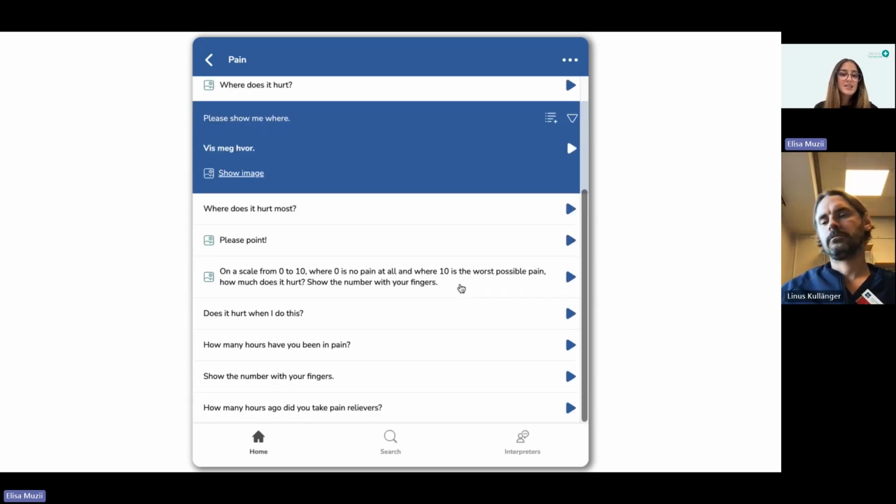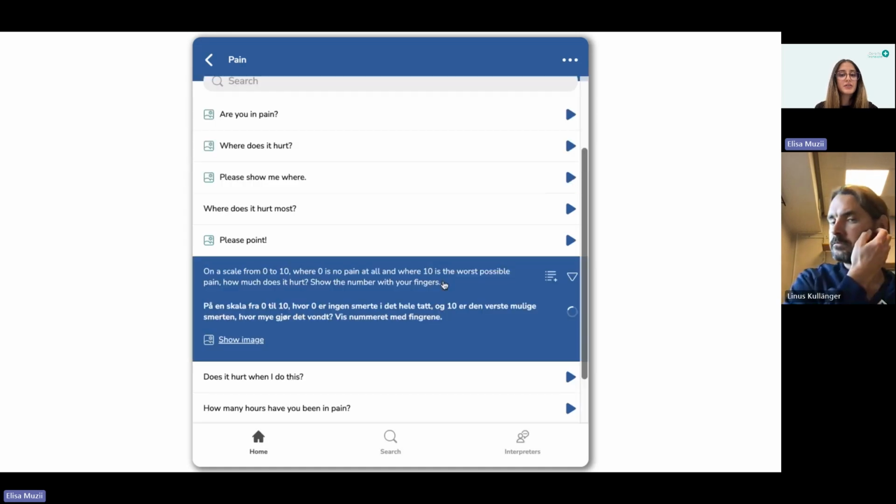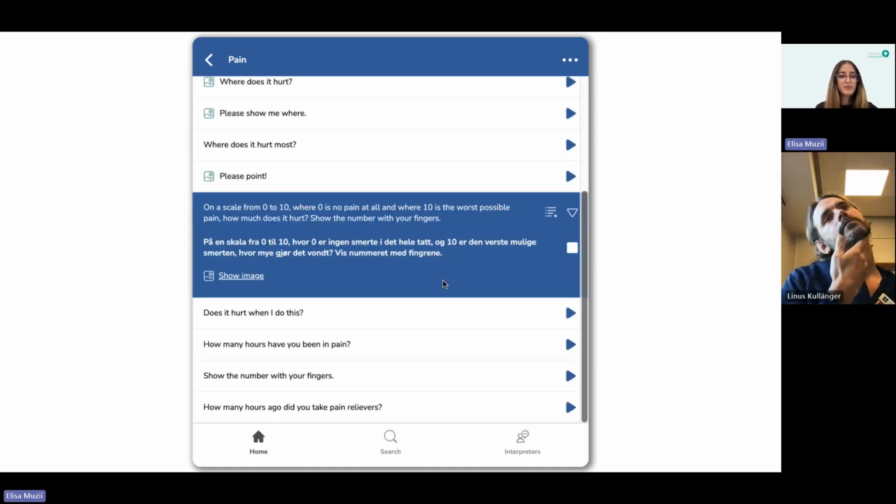You can also ask on a scale from 0 to 10, how much does it hurt? På en skala fra 0 til 10, hvor 0 ingen smerte I det hele tatt, og 10 den verste mulige smerten, hvor mye gjør det vondt? Vis nummeret med fingrene. So you can ask the patient to show you a number with your fingers.